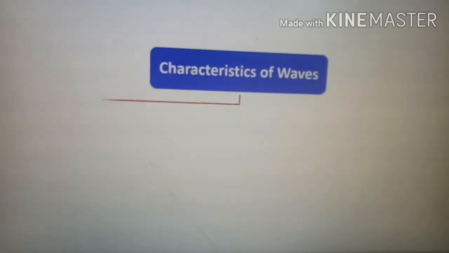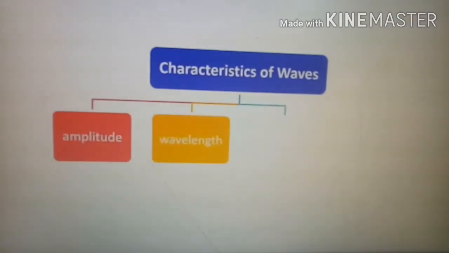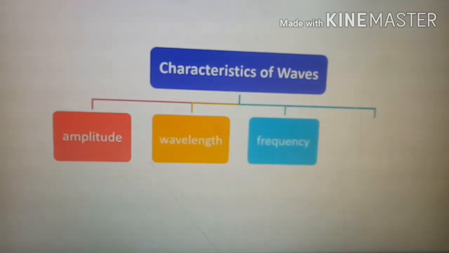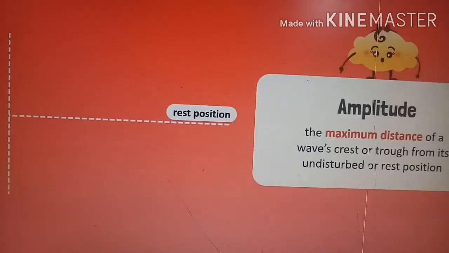Now look at that. Once again, characteristics of the waves: amplitude, wavelength, frequency and speed. These are the four characteristics of the wave which we are going to discuss in detail. Now first look at amplitude, the maximum distance of wave crest or trough from its undisturbed or rest position. As I told you, look at that in the diagram. That is the rest position.